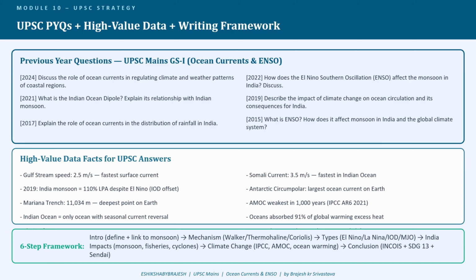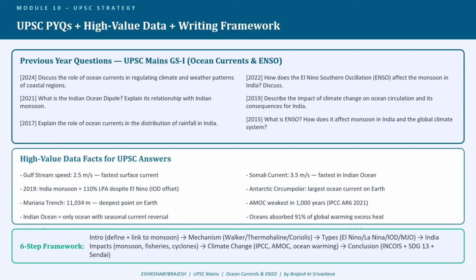Introduction. Do not start with ocean currents or movements of water. Instead, open with the climate significance. The ocean, covering 71% of Earth's surface, functions as the planet's primary climate regulator, redistributing heat through a complex network of currents that determine temperature, rainfall, and extreme weather patterns across every continent.